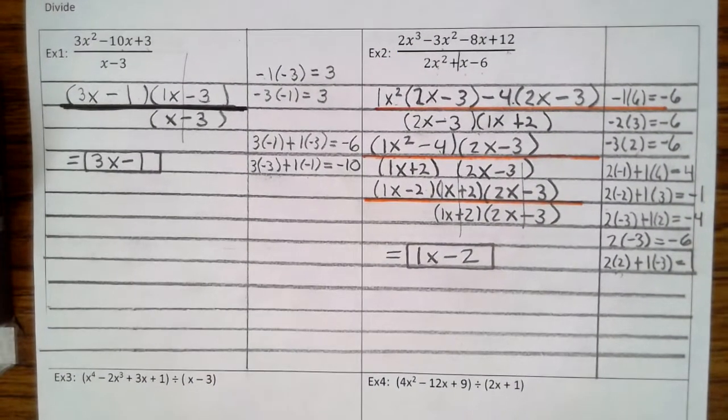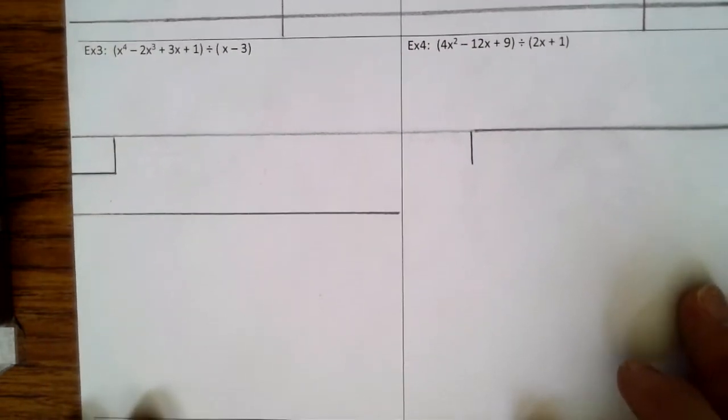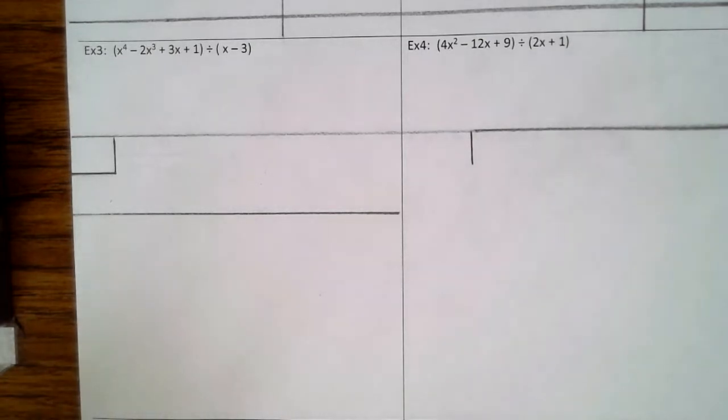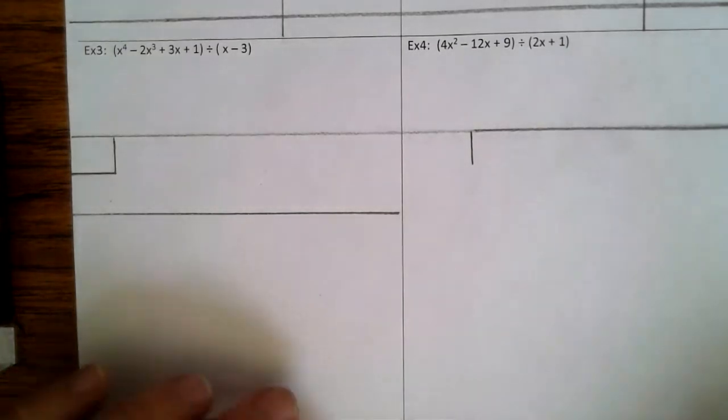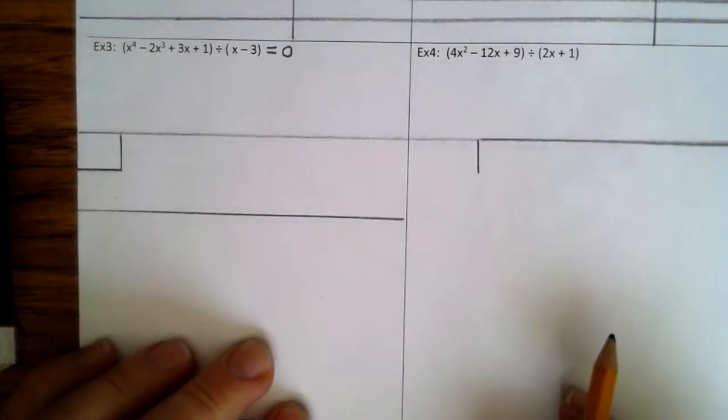All right, now let's take a look at example 3. Now, you notice in example 1 and 2, I showed you factoring. So in example 3, let me show you one where synthetic division works best. Okay, so first off, you need to set x minus 3 equal to 0. So when you do that, x equals 3. So the 3 goes right here.